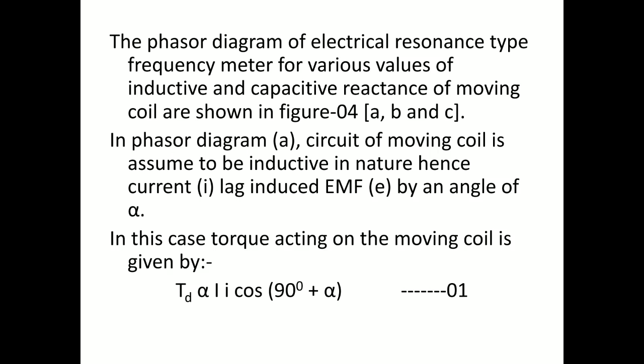Based on that logic, we can write the torque acting on the moving coil in case 1, where we have assumed that the nature of the moving coil is purely inductive. So we can write TD is proportional to capital I into small i into cos of 90 plus phi. Let that be equation number 1.